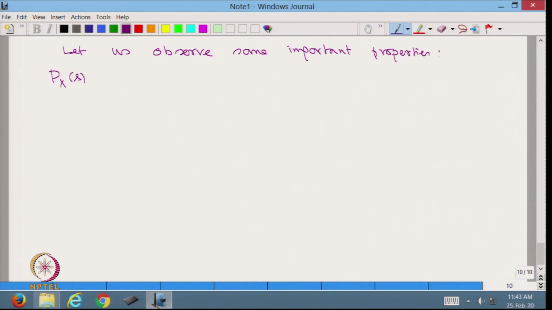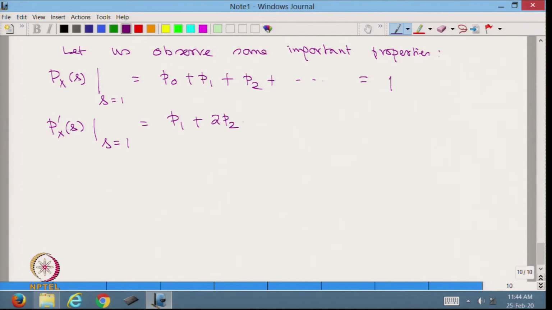P_X at s equal to 1 is equal to p0 plus p1 plus p2 and so on, which is equal to 1. P prime X at s equal to 1 is equal to p1 plus 2 p2 plus 3 p3, etcetera, which is equal to the expectation of X.